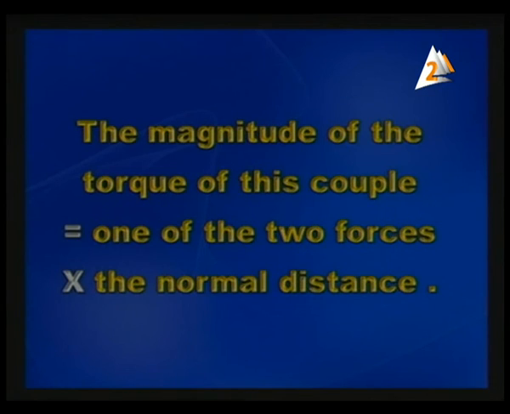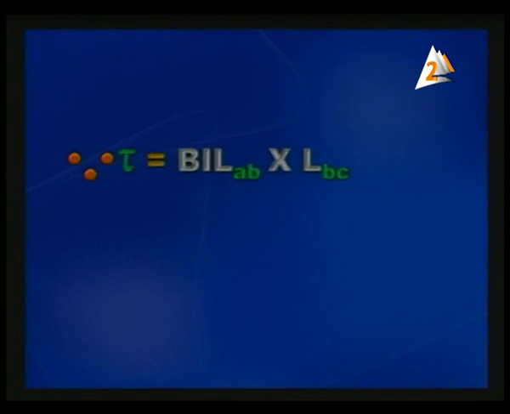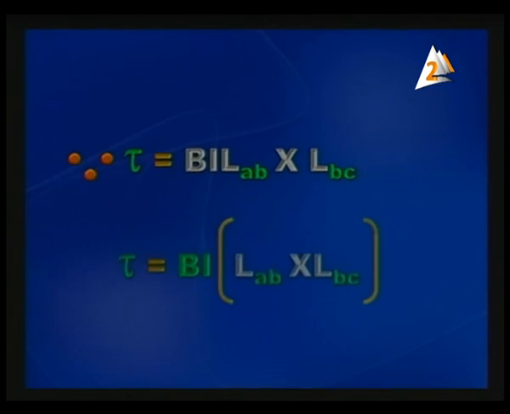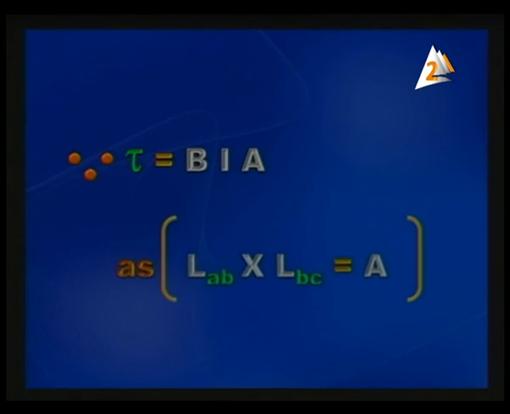So the magnitude of the torque is obtained from one of the two forces times the normal distance between the two forces. So torque equals BIL, one of the forces, times the normal distance. Normal distance is LBC. So torque equals BI times (LAB times LBC), which is the face area of the coil. So we can say the torque equals BIA.